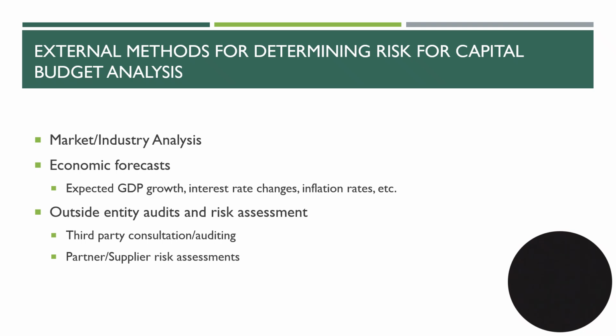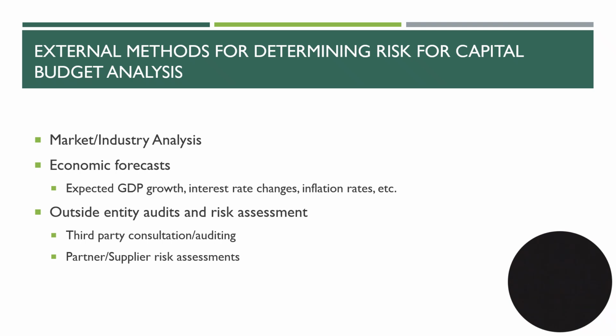Next, looking at external methods for determining risk. External to the business, risk can be determined by looking at the market or the relevant industry and analyzing where it is likely to go in the time period you're considering. What risks does it face? What could potentially happen that might shift the market/industry, and what are the likelihoods of those events happening?